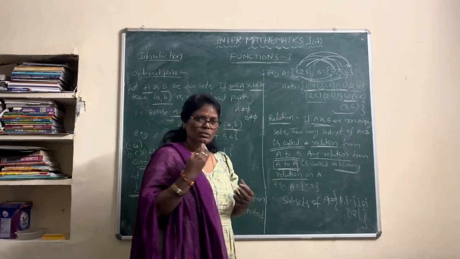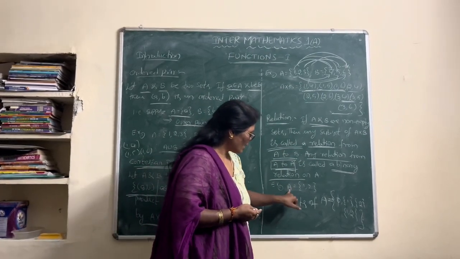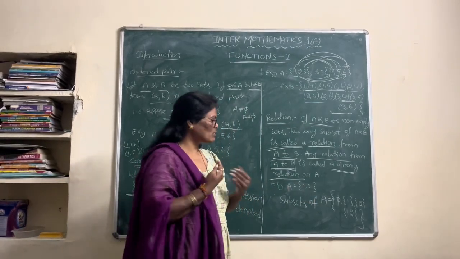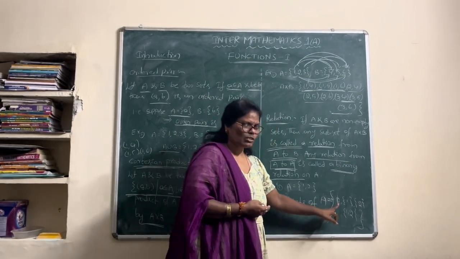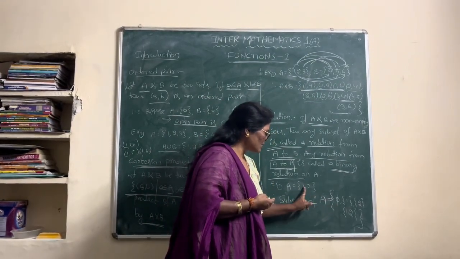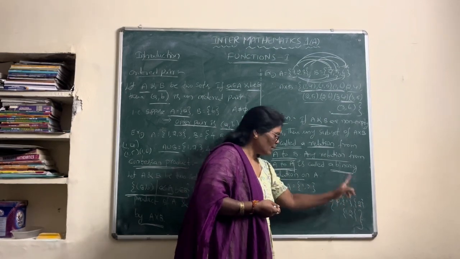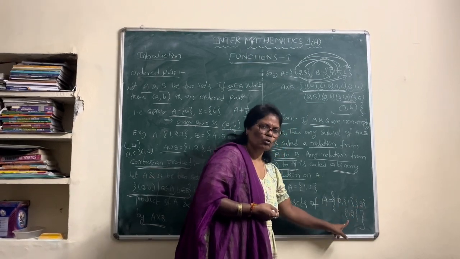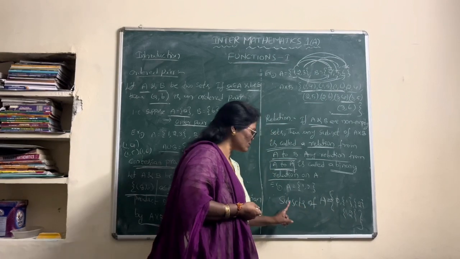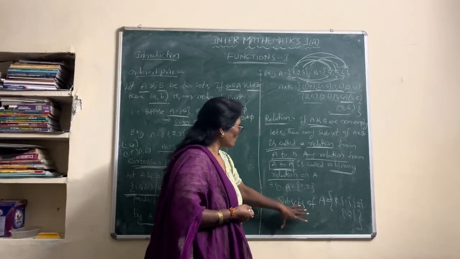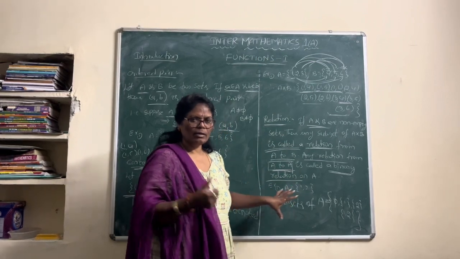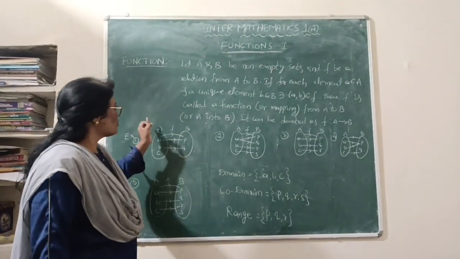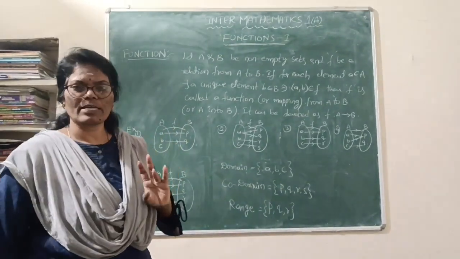Okay, and suppose we take one example. A is equal to 1 comma 2. The possible subsets of A: the empty set always exists, and singleton 1, singleton 2 and 1 comma 2. How many subsets are we getting? 1, 2, 3 and 4. So here 4 possible subsets are there. Okay, so we can find the relations like this. Now the definition of relation is completed.